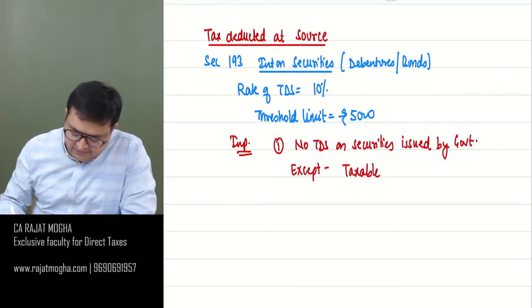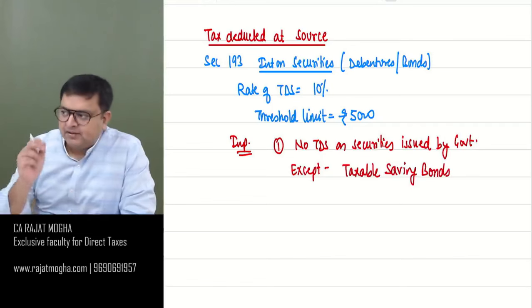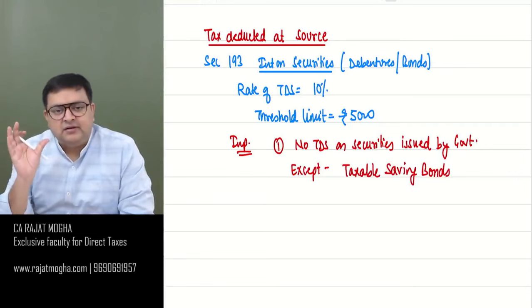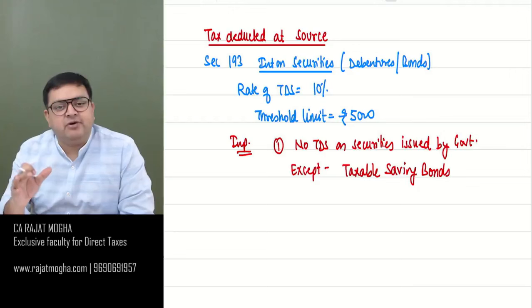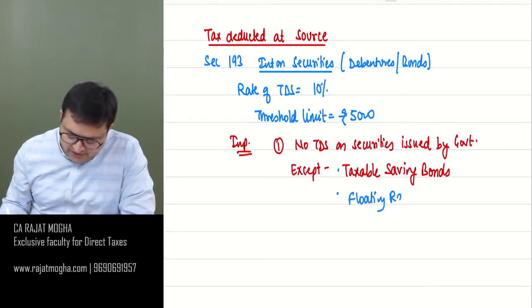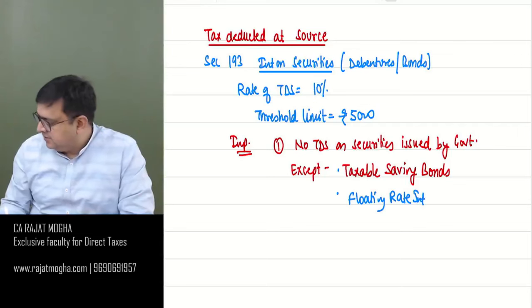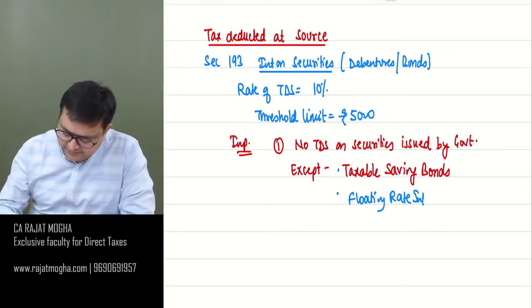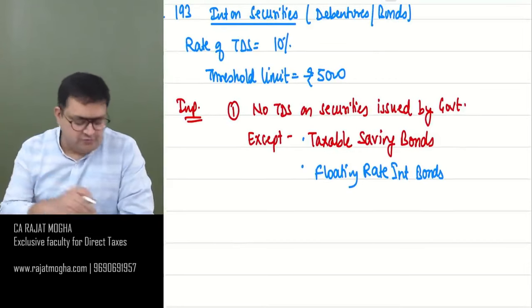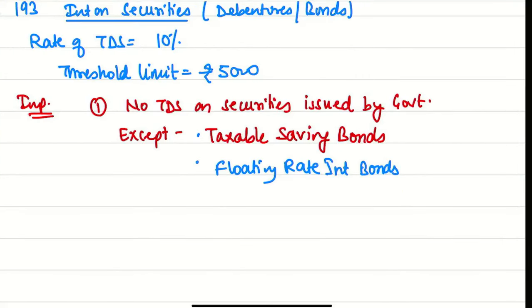please remember these words: taxable saving bonds. These are also government securities. Please remember this word, taxable. Whenever you see taxable saving bonds, TDS is there. And one more amendment they made this time: floating rate interest bond. This is an amendment this year. So if you purchase a floating rate interest bond, then also TDS will be applicable.